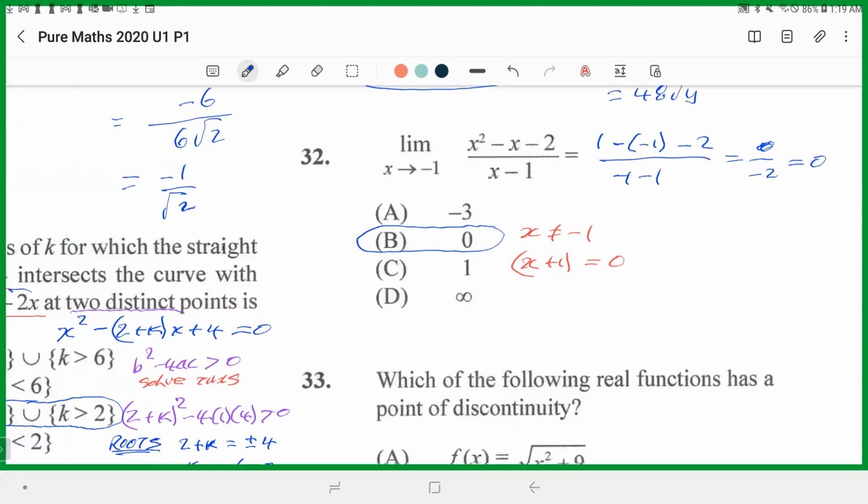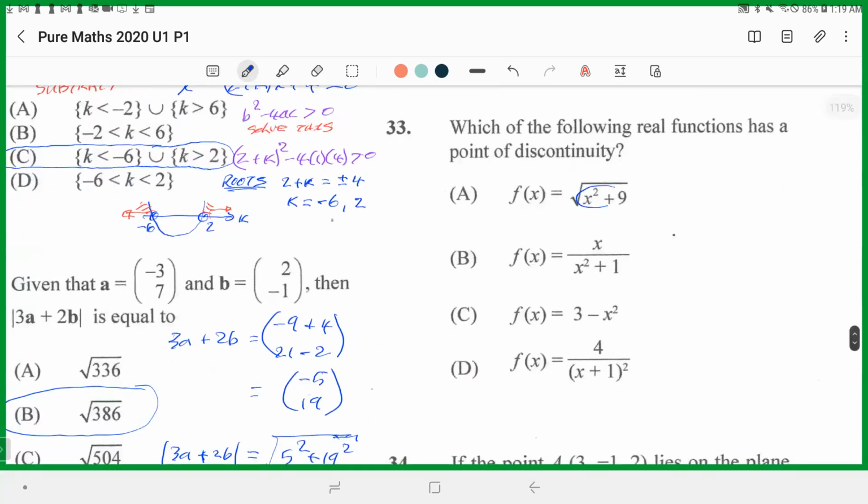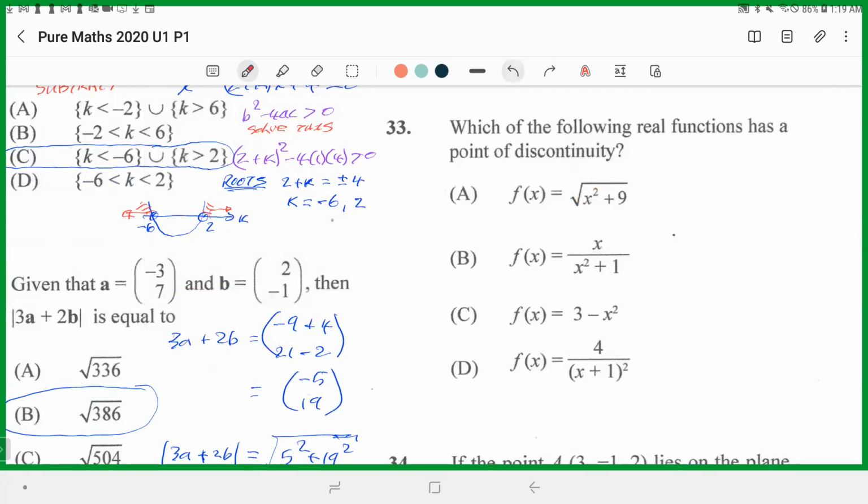32, 33. Which of the following is where the function has a point of discontinuity? This inside is a perfect square, so it is always greater than or equal to 9, because the x squared can't be negative. So that expression is always greater than or equal to 9. The bracketed term here also is always positive. So its denominator value is always greater than or equal to 1. This can be negative, and this is a linear function, so that's not a problem.